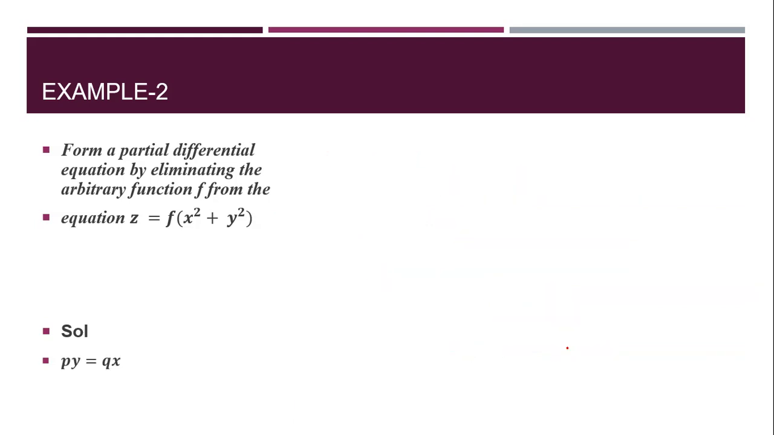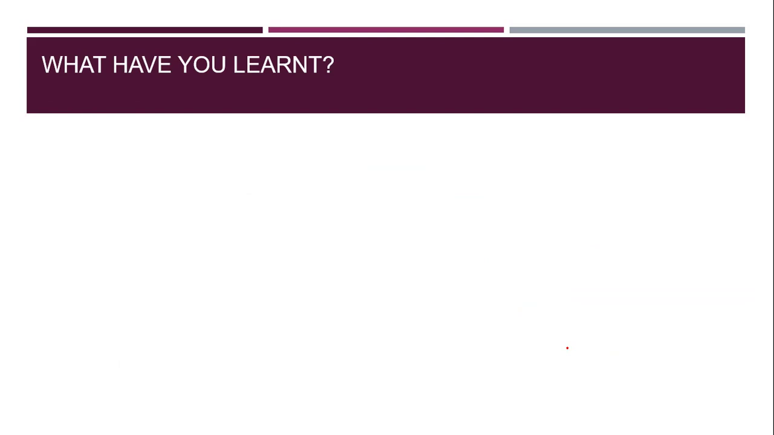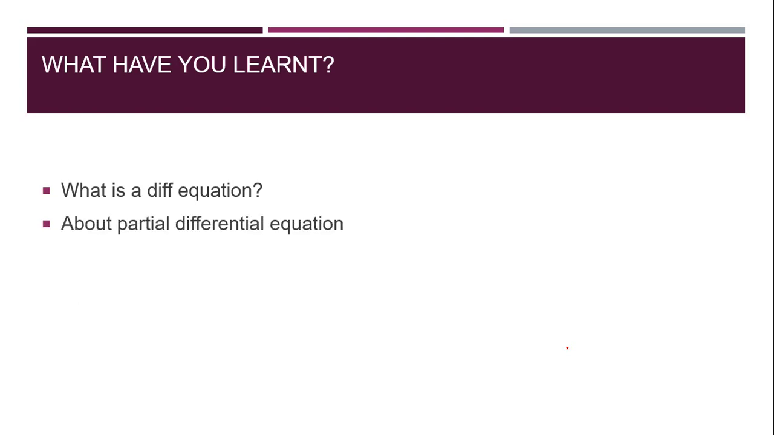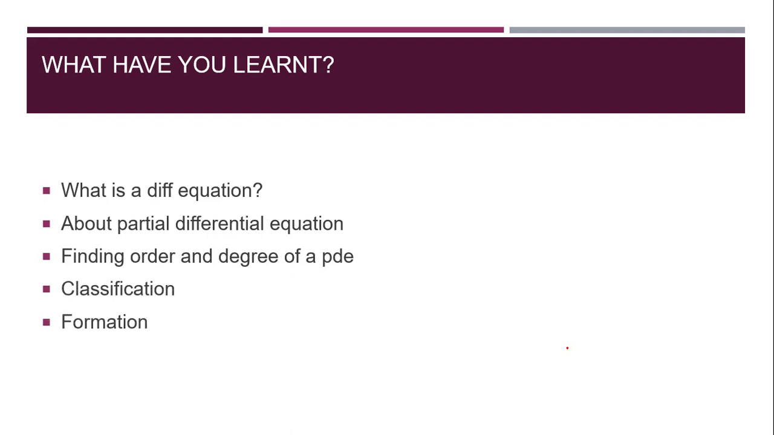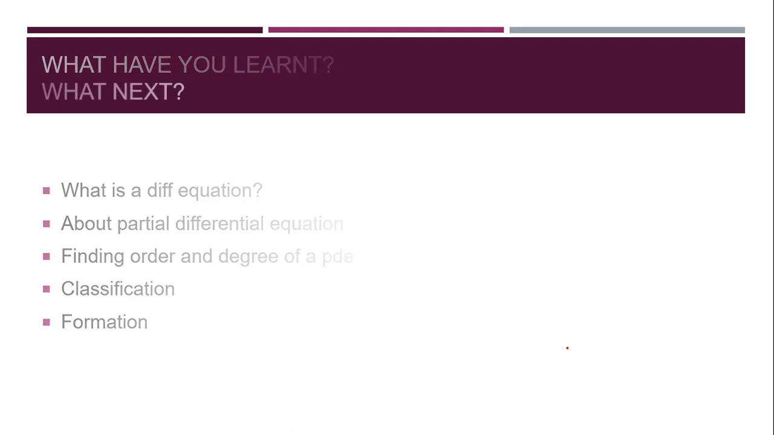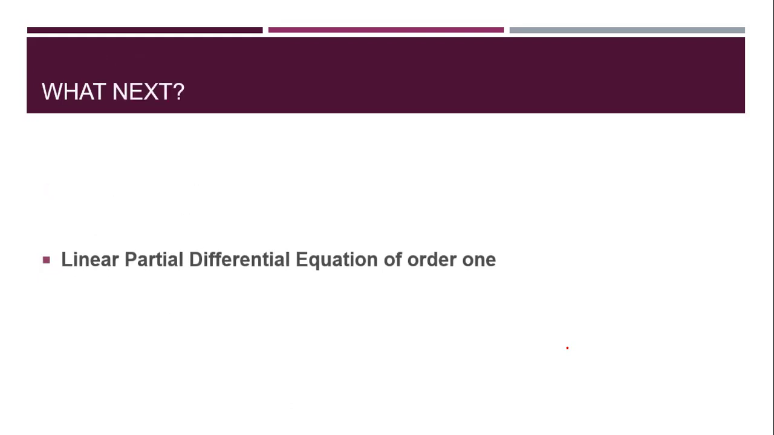So let's summarize what we have learned. We have learned about a differential equation till now, what is ODE and PDE. We have learned about finding out the order and degree of a partial differential equation, its classification, and then after we have learned about formation. Right? So this is being covered in the last and this lecture. Now what next we are going to learn is, we are going to start with linear partial differential equations of order 1, and we are going to study about the Lagrange's method to solve it.